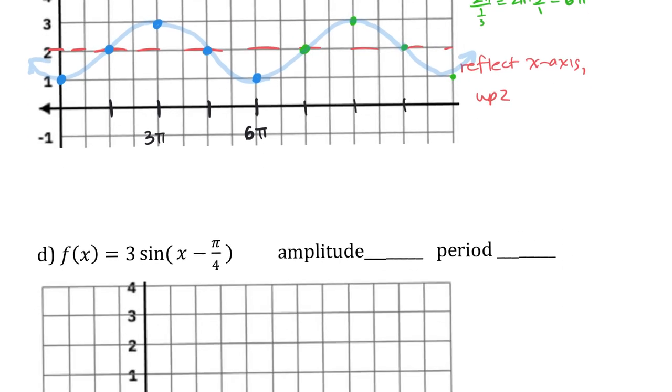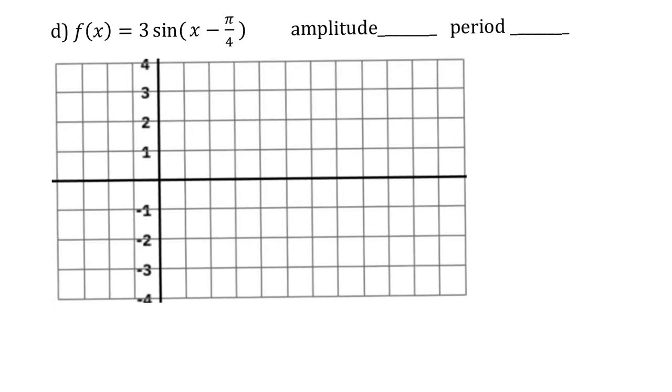Okay, let's look at D. We're finally gonna have a horizontal shift. D, amplitude is 3. The period, there's nothing in front of the x, so the period's 2 pi. However, we are going to do a horizontal translation, right? Pi over 4. So I'm gonna go ahead and label my period like normal. Normally this is pi. Normally this is 2 pi. And the period didn't change, so I'm gonna go with that.